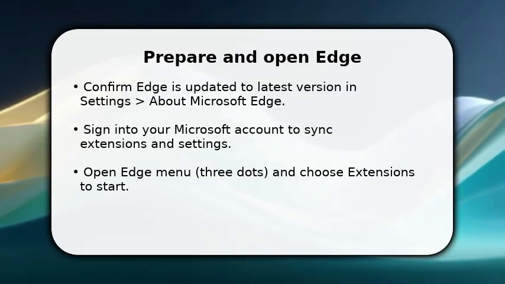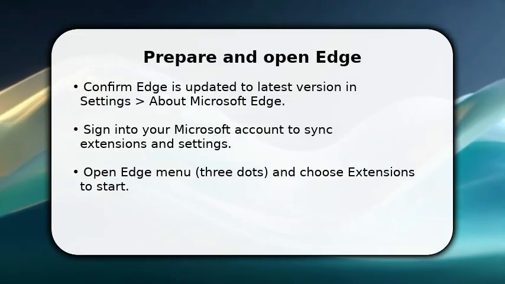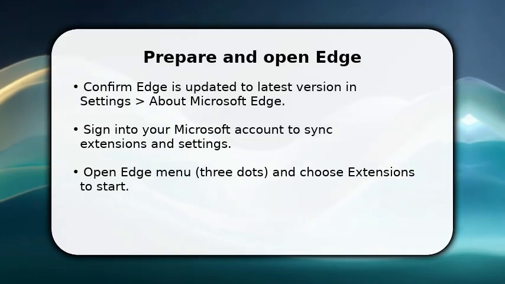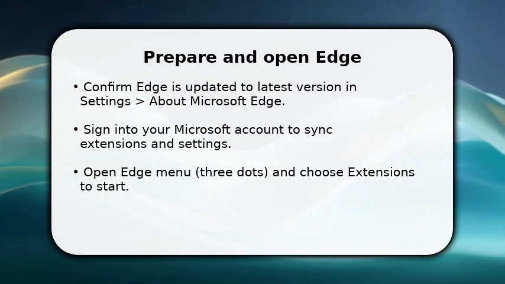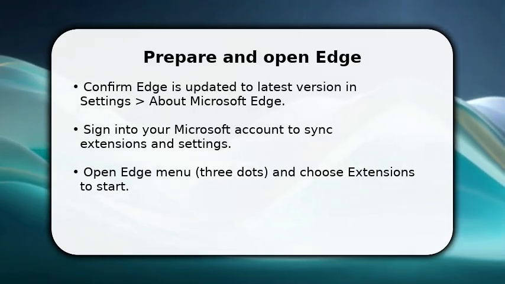You need the basics ready, Edge updated, and you signed in. Once done, open Edge, click the three-dot menu, then Extensions. You'll see the Extensions pane. Make sure developer mode is off unless you sideload. Now click Get Extensions for Microsoft Edge to browse the store.